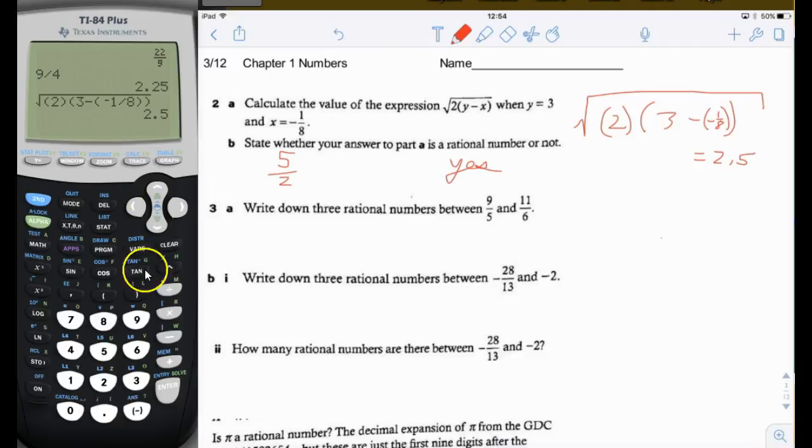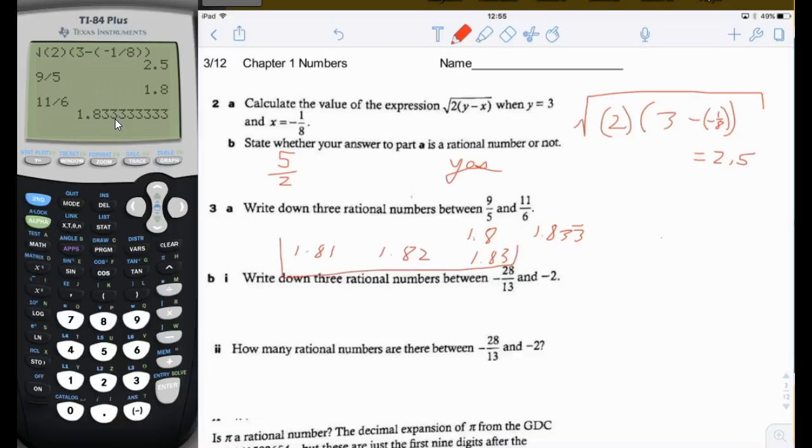Now when you get a problem like this, the easiest thing to do is to figure out what the decimal representations are for these fractions, because then it's easy to figure out 2 or 3 numbers between 2 decimals, right? So between 1.8 and 1.83 repeating forever, there's of course 1.81, there's of course 1.82, and 1.83. These are 3 rational numbers that are between those 2 numbers, right? Okay, this is the 3.